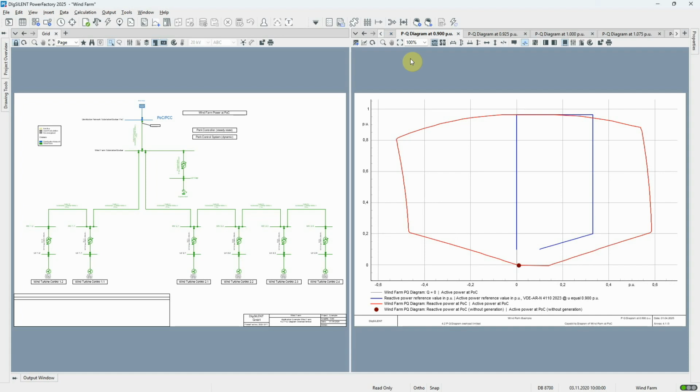The PQ script can be used to investigate the reactive power capability of a wide range of power plants modelled using static generators, synchronous machines, asynchronous machines, or PV systems.